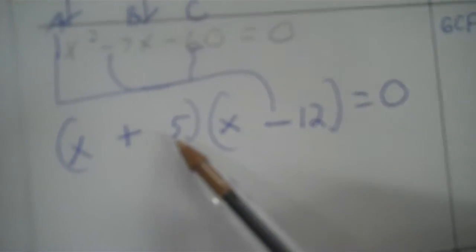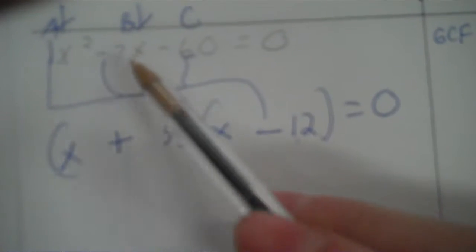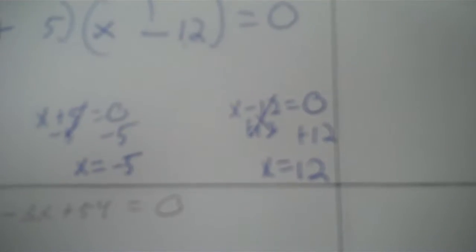When it's a difference, the signs will not be identical, they'll be the opposite. Okay, so I can see positive 5 and negative 12 would make negative 7x, because we'd have x squared, negative 12x, positive 5x is negative 7x. And then 5 times negative 12 is negative 60. So x plus 5 equals 0. X minus 12 equals 0. Minus 5, I get negative 5. Plus 12, I get 12. Okay, so negative 5 and positive 12.